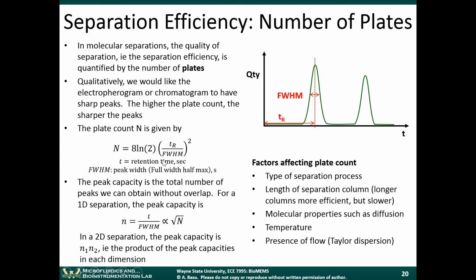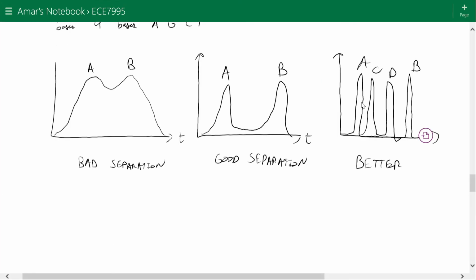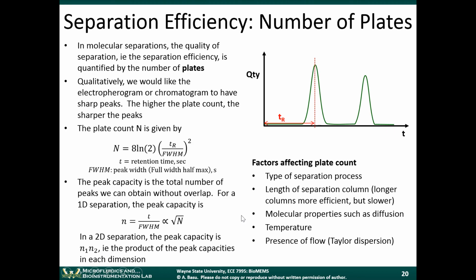So the peak capacity is the total number of peaks we can obtain without overlap. And for a one-dimensional separation, this is the formula for the peak capacity. Notice that the full width half max is on the bottom, and the time of the separation is on the top. So it's basically just showing this diagram here. If you had a whole bunch of peaks and each one of these peaks had a full width half max, how many could you fit into your chromatogram? So this scales as the square root of n. So the higher the plate count, the more peaks you will be able to accommodate.